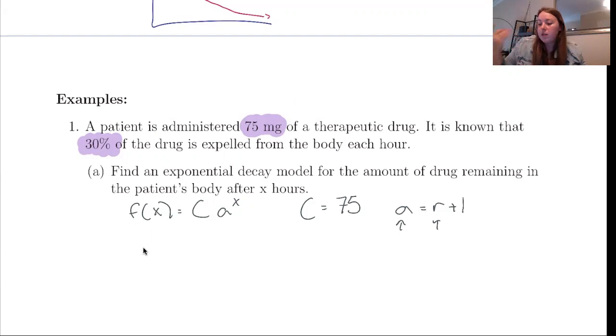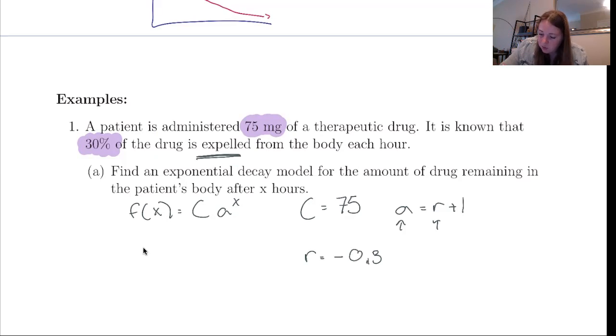If you want to just remember, if I see percentage, it's a rate, like an interest rate. And R, rate starts with R, something like that. Okay. What else? Oh, so what is R now? Is R 30? No. 30% of the drug is expelled. So 30% is leaving. When we think about things slowing down, coming back towards us, like stuff is shrinking, negative. So R equals negative 0.3.